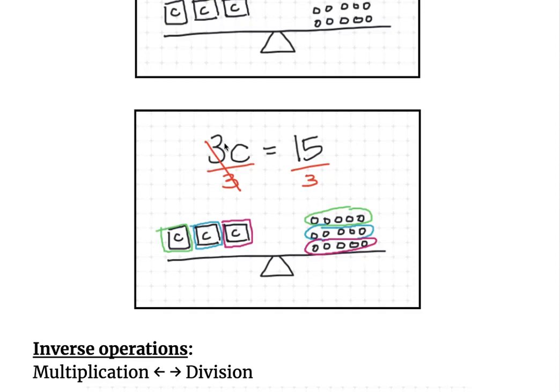Okay, so again, this was 3 times c, so the inverse operation was to divide by that 3. So the inverse operation to multiplication is division. If you don't have this written down in your notebook yet, make sure you pause the video and do so.